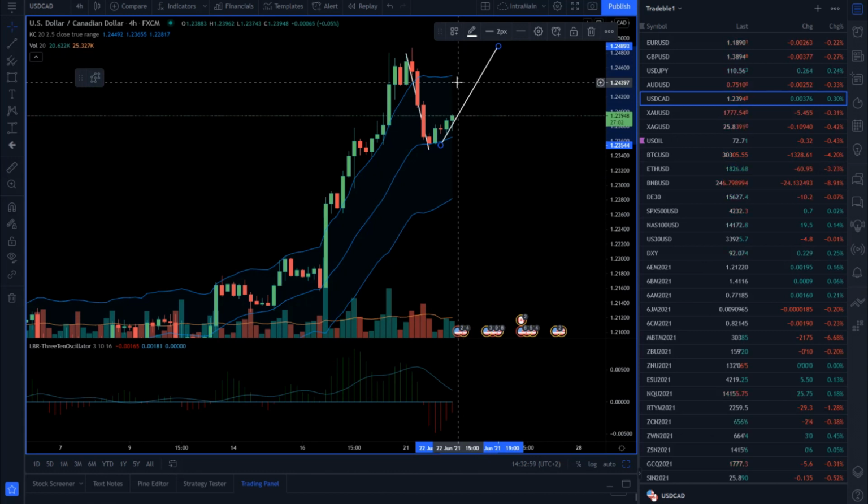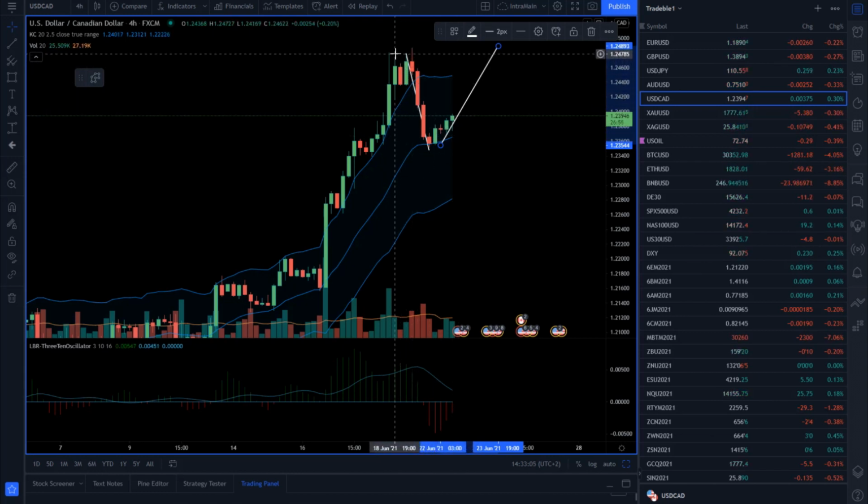Some advice: watch for buying opportunities, buy on the dips on intraday frames, and potentially watch for the retest of the high at 1.2478.